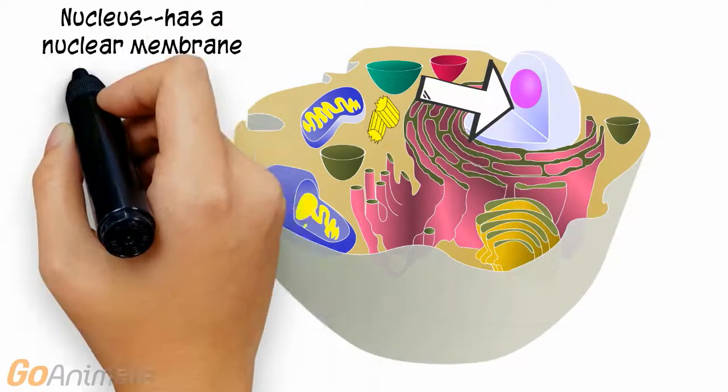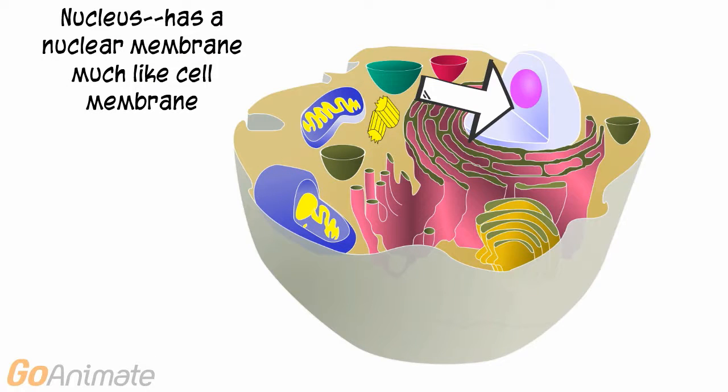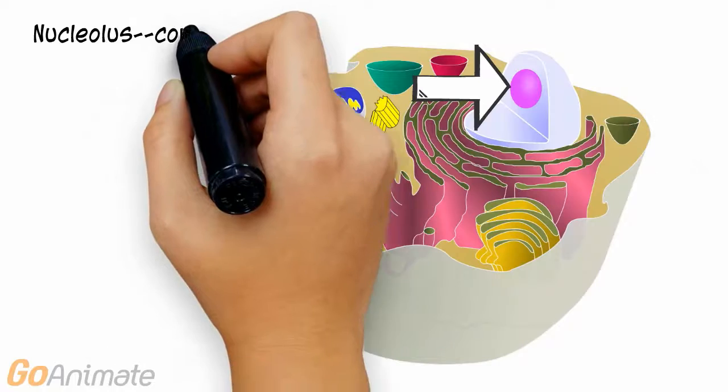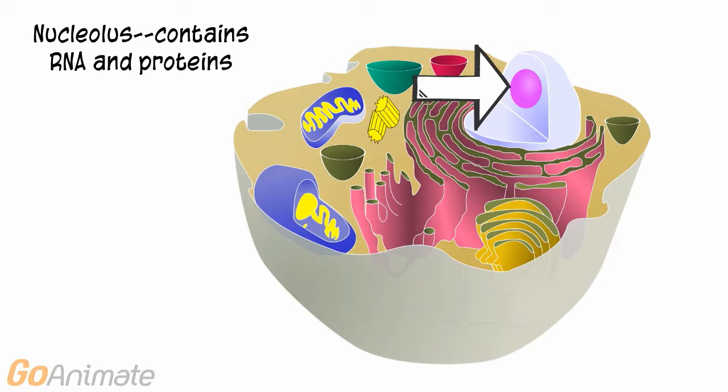The nucleus contains chromatin strands of DNA. It has a membrane much like the cell membrane. The nucleolus contains RNA and proteins. Ribosomes are made in the nucleolus.